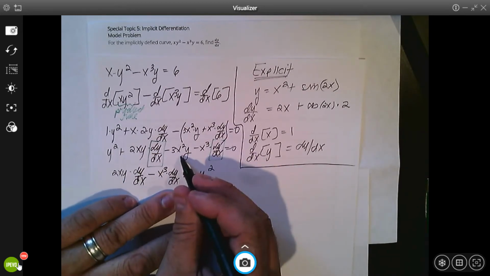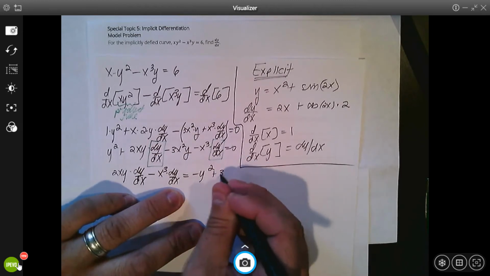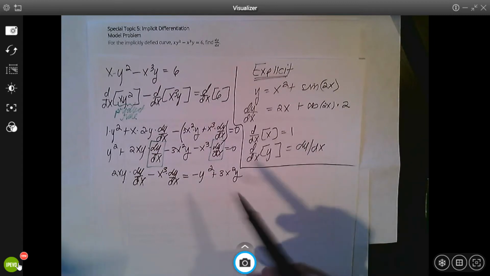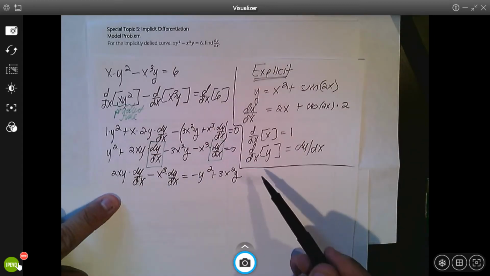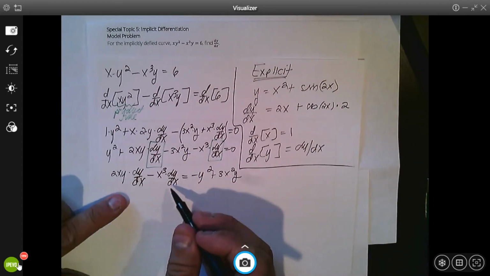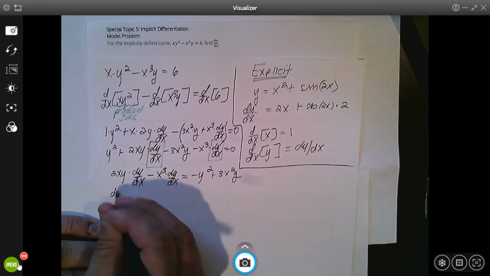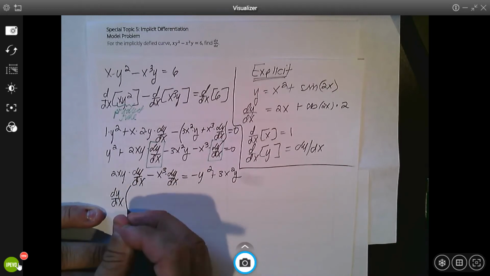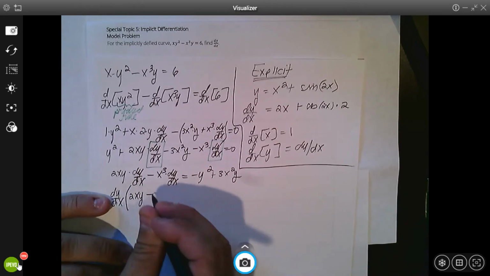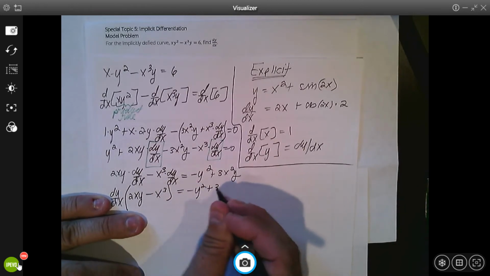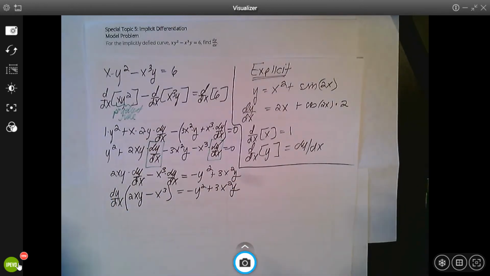Move the negative 3x squared y to the other side, now it becomes a positive. The reason that we're going to do this moving things around is that now on the left side of the equation, both terms involve a dy dx. So I'm going to factor out the dy dx, and that leaves me 2xy minus x cubed equals negative y squared plus 3x squared y.